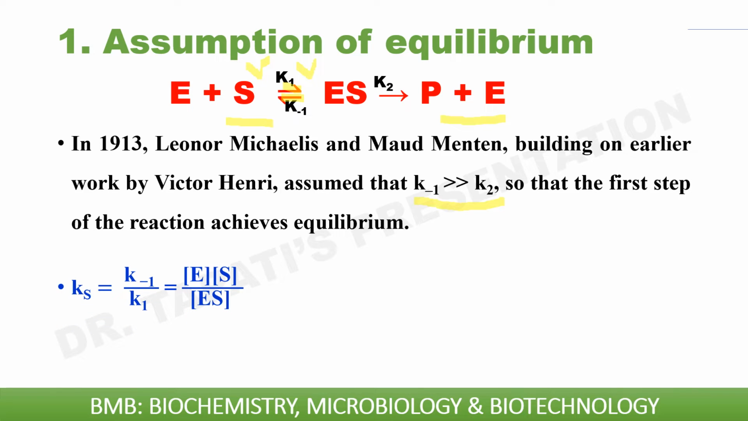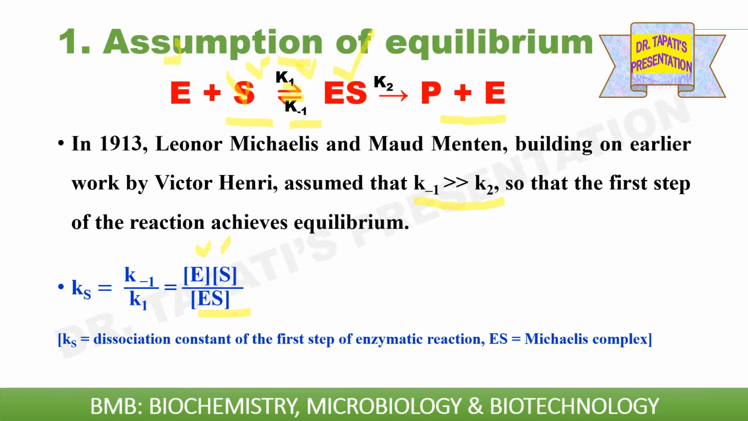In that case, Ks is equal to k-1 divided by k1, that is equal to the concentration of E times the concentration of S divided by the concentration of ES. In that case, Ks is the dissociation constant of the first step of the enzymatic reaction, and ES is the Michaelis complex.